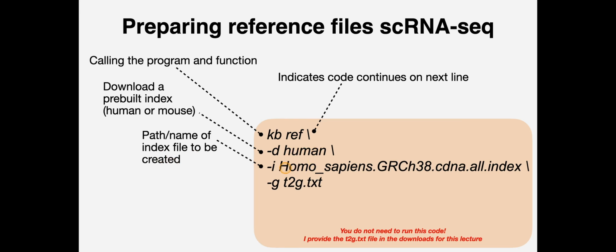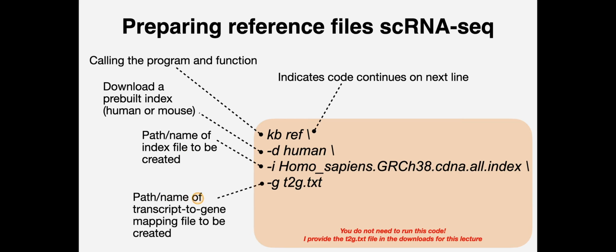And so for us, we want that path to be in our working directory, so we don't have to specify anything else other than the name, and we're going to have it call it this. And then we want to create the path or name of the transcript to gene mapping file to be created. And so that's going to end up, again, in our working directory, and it's going to be called transcript_to_gene.txt. So this transcript to gene mapping file will be created from this index.